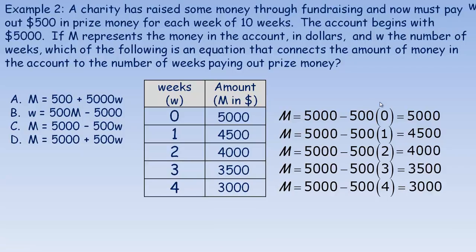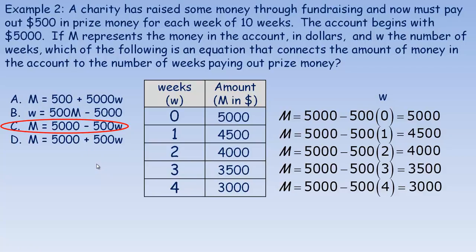Now notice that this number here is the number of weeks. 0 weeks, 1 week, 2 weeks, 3, 4 weeks. So the equation is going to be 5,000 minus 500 times W. W represents the number of weeks. And so this is the correct equation here. M equals 5,000 minus 500 times W. So that's the correct one.